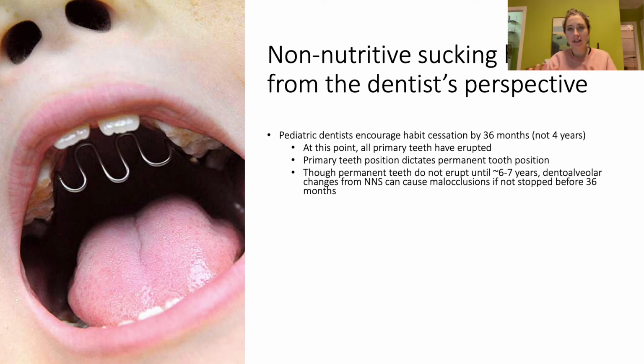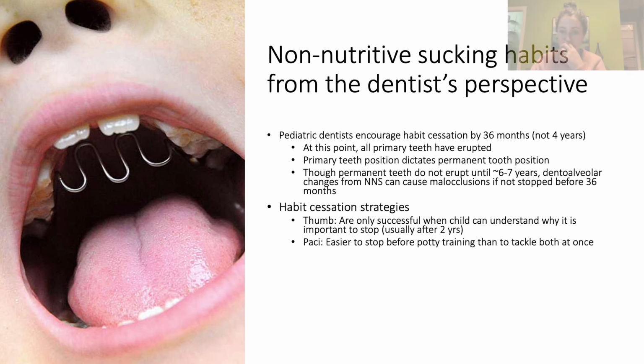So even though the permanent teeth don't start to come in until about age 6, dental alveolar changes from non-nutritive sucking can cause malocclusions if they're not stopped before 36 months. So some habit cessation strategies include, for the thumb, you have to wait until your child understands why it's important to stop. So that's not until at least after 2.